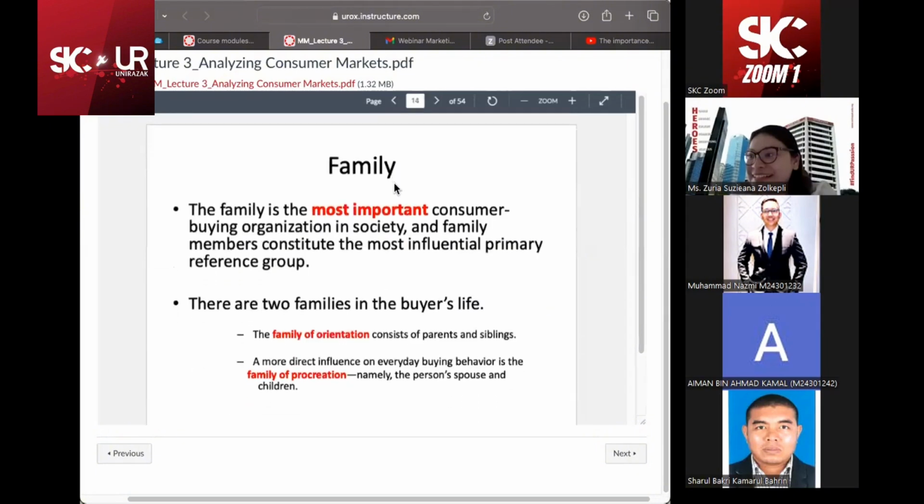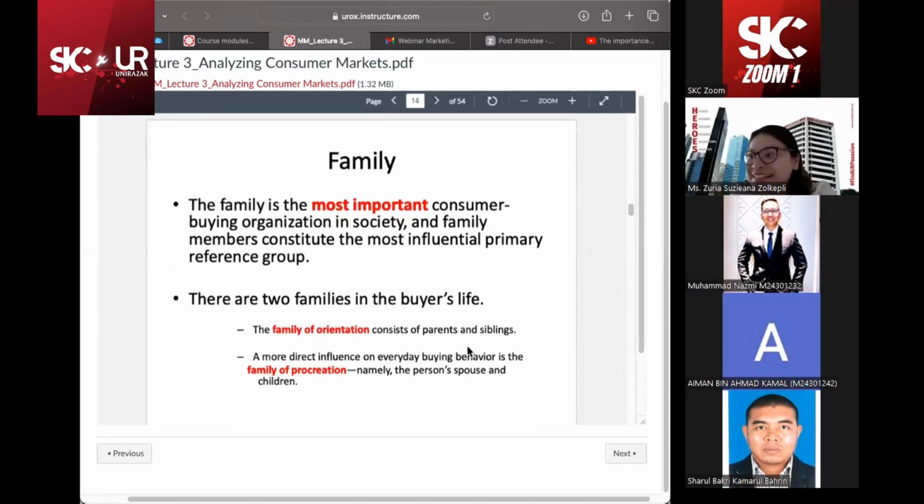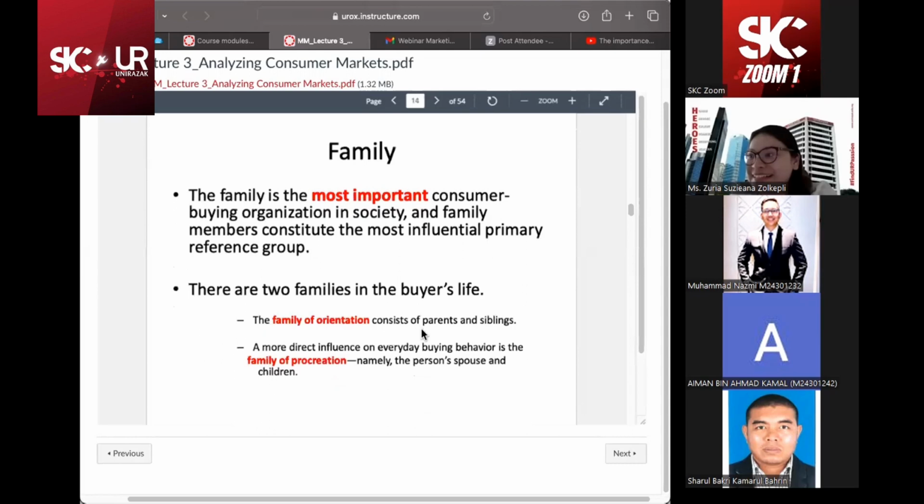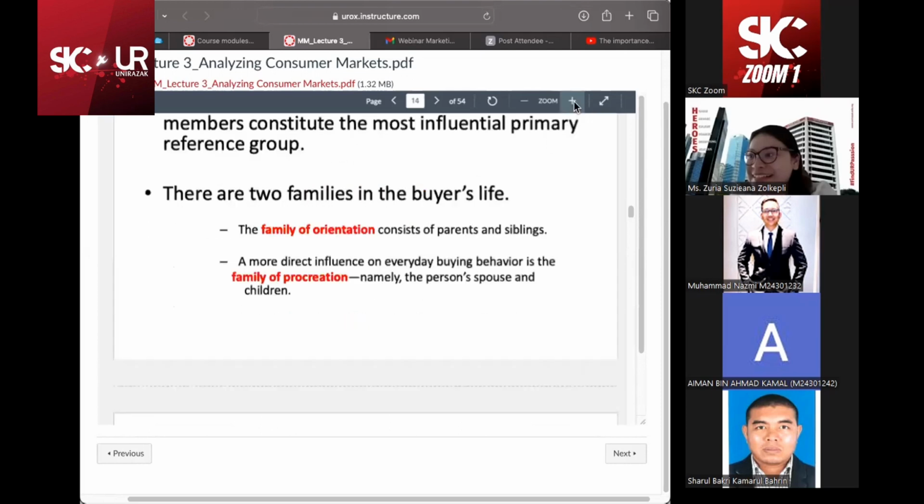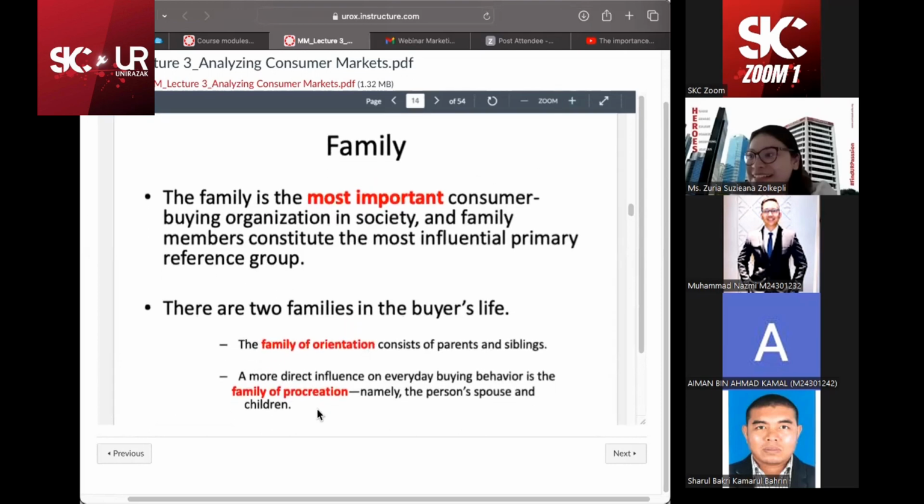And then family. Okay, we have two families in the buyer's life. The family of orientation consists of parents and siblings, and the family of procreation means that person, spouse and children. Two families in the buyer's life. Let's say if you want to buy a house, definitely you need to ask the family of procreation, especially your wife, unless it's a surprise. And then you might ask your family of orientation as well, because you want them to give an opinion about the location, the structure of the house, and so on.